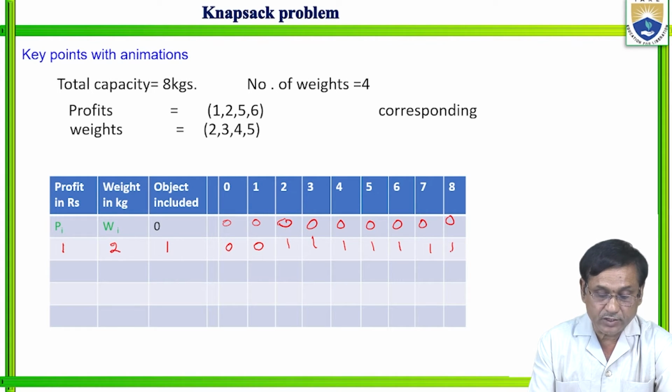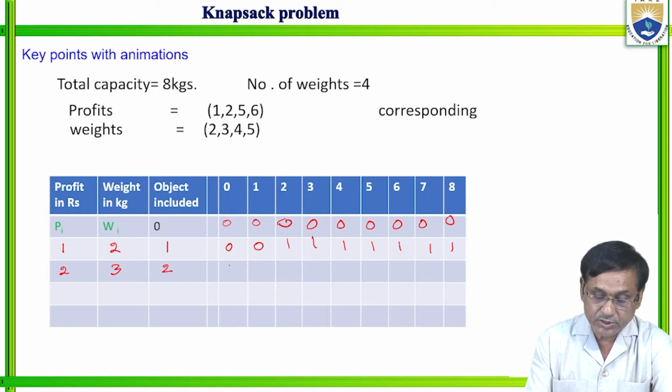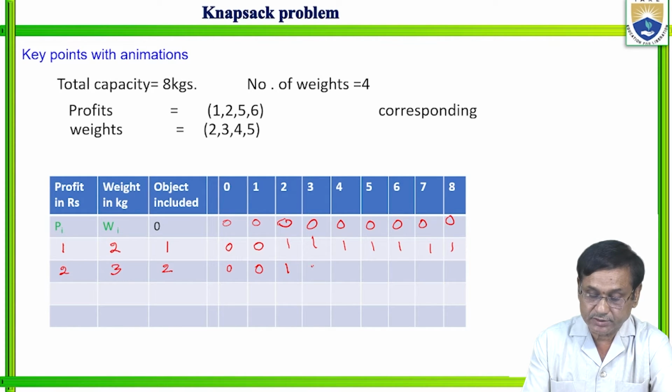Next, when the second object is included, the weight of the object is 3 kg and the profit is 2 rupees. Now, for 0 weight, no profit. For 1 also, no profit. When the weight is 2, then this is 1. Next, when the weight is 3, then the profit is 2. Weight is 4, the profit is only 2.